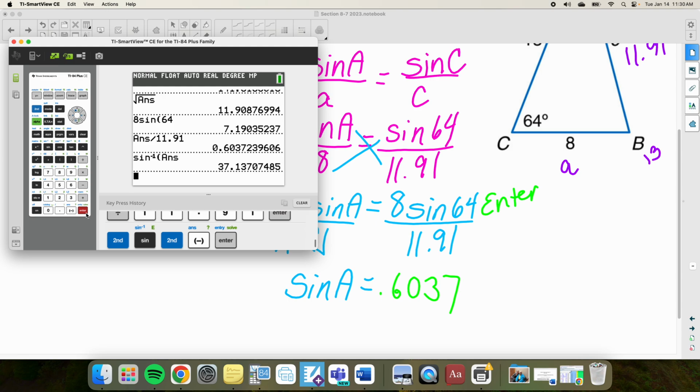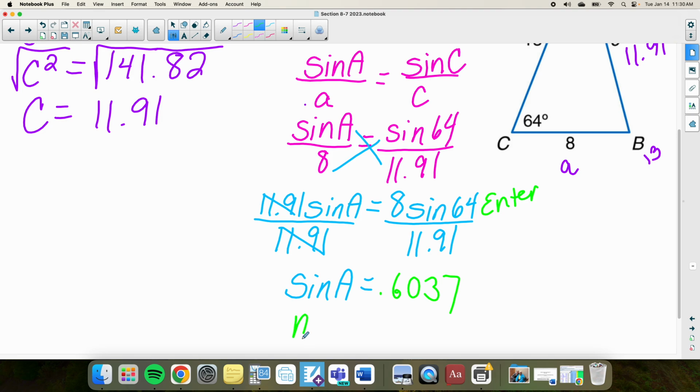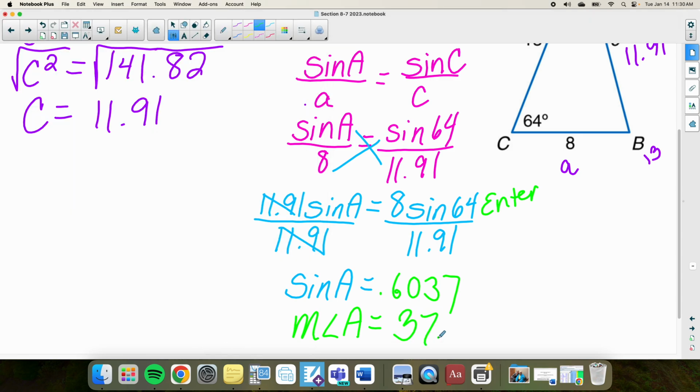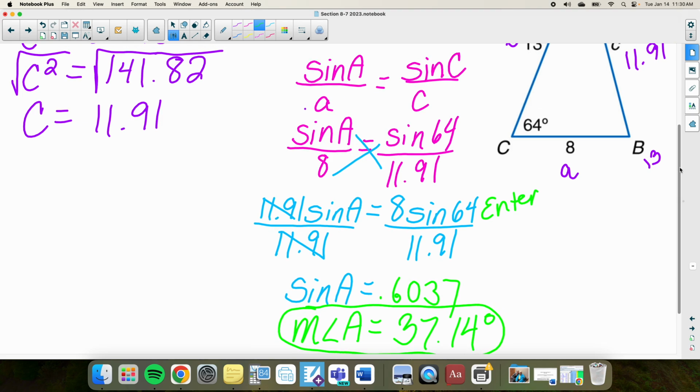Okay. So now measure of angle A is 37.14. Okay. And that I'm going to put up here.